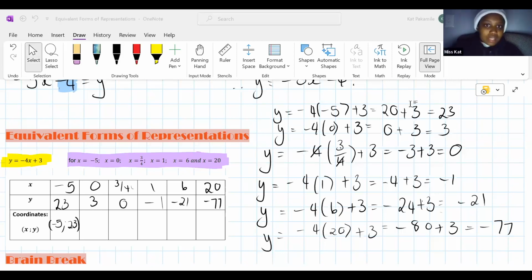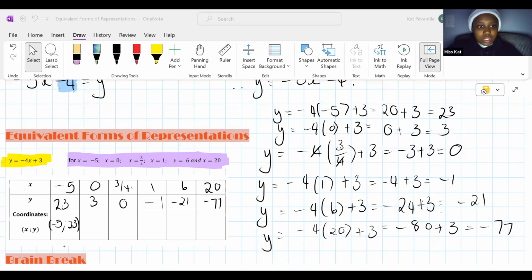Mpho has our next coordinates for us. No, I will not take it until you write it exactly the way I want it. I want my brackets, the x coordinate, semicolon, y coordinate, and close brackets. Guys, let's get back to the lesson.